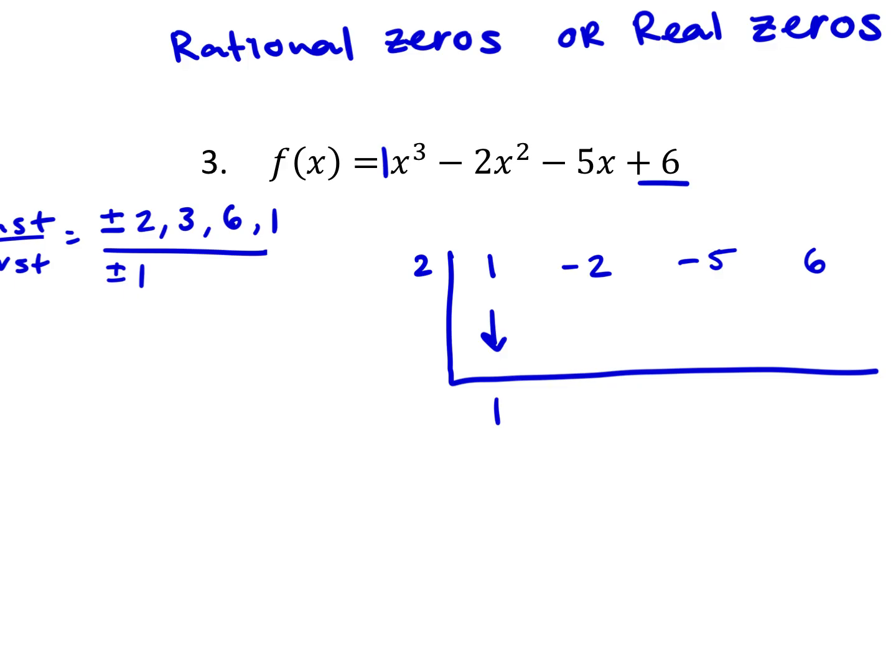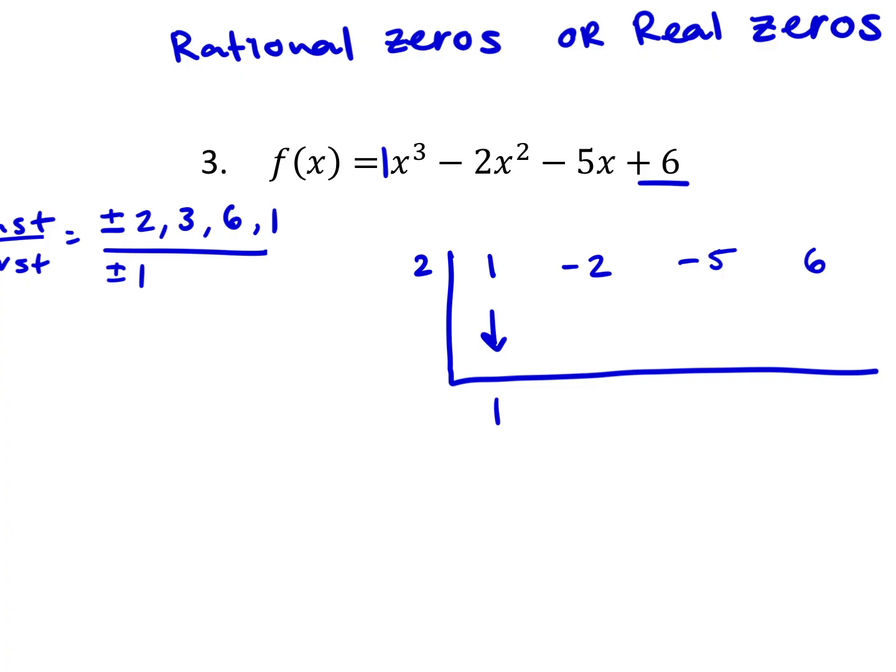So here I had 2 times 1 was 2. This was 0. 0 times 2 is 0. -5, this would be -10, -4. So it doesn't work because we don't get 0 as our remainder. I did the math wrong. So positive 2 does not work. So let's try something else. What else do you want to try?